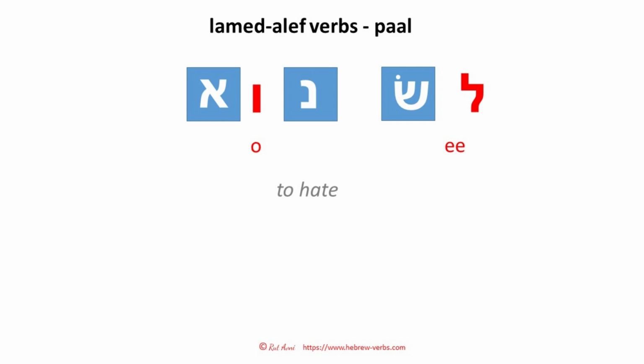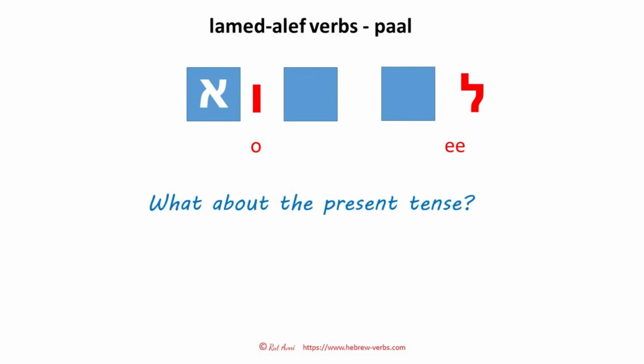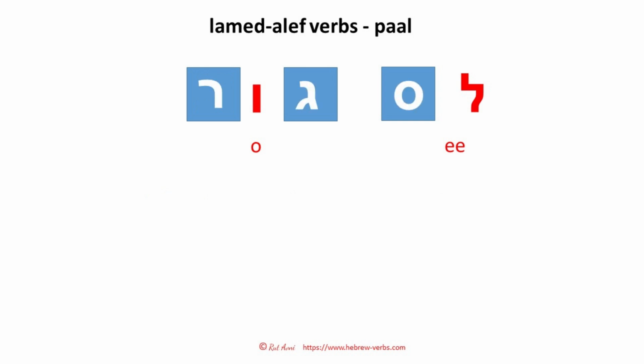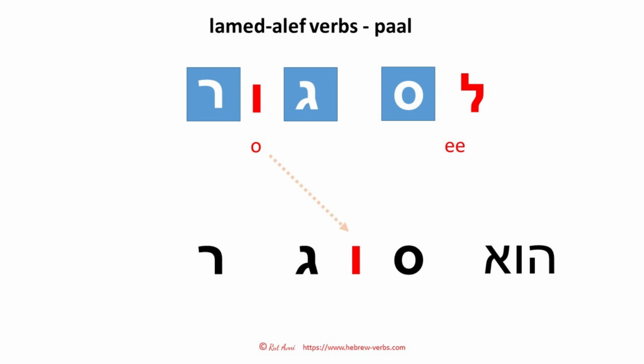Let's see, for example, if we now move on to the present tense. Is something going to change? Let's see. Let's first go back to the one that does not have an Aleph. That's easier. So we had here lisgor, and now we move to the present tense. What do we do? Well, we simply take the lamed away and then we move the vav. And here, what are the vowels?